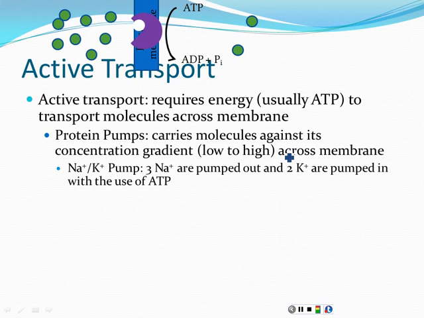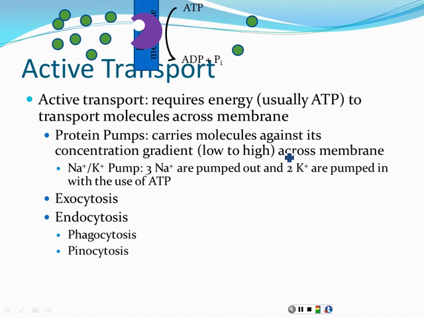So the sodium-potassium pump is an example of this protein pump. It always pumps 3 sodiums out and 2 potassiums in, and it uses up ATP. This is kind of important because normally in a cell, there's more sodium on the outside and more potassium on the inside. So we always want to have more sodium on the outside, and so we pump these 3 sodiums out, but cause potassium to come into the cell. Just think about it for now. When we talk about the nervous system, it will make a little bit more sense.